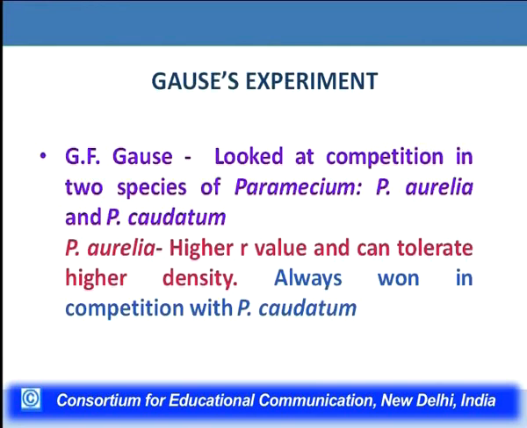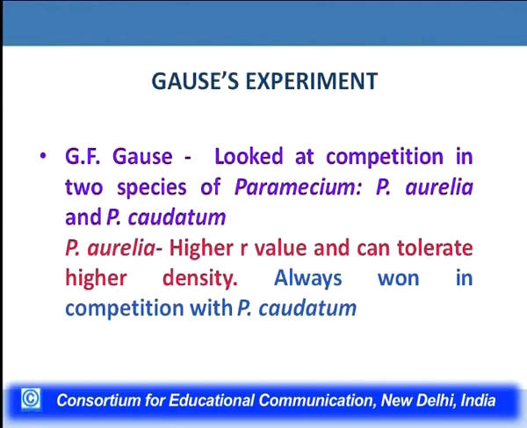Now this particular aspect was better explained by an experiment which was conducted by G.F. Gause. He basically took ciliate species of Paramecium, 2 species, Paramecium aurelia and Paramecium caudatum. He took them in laboratory conditions, provided them a specific amount of food, and in one set he grew them separately, and in another set he grew them together.